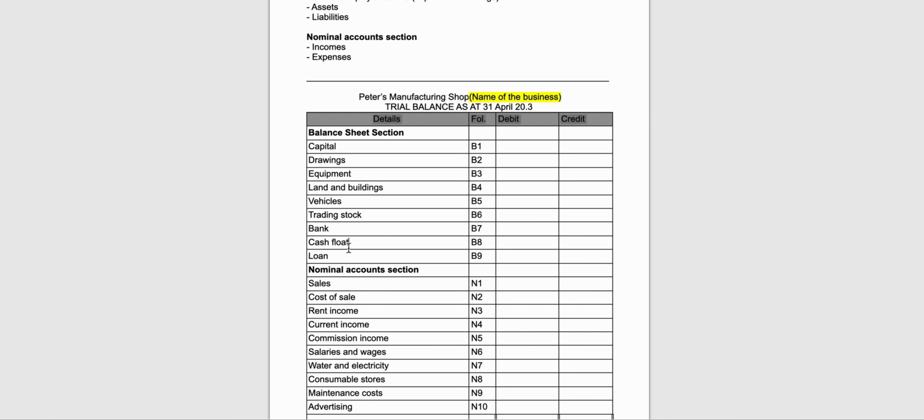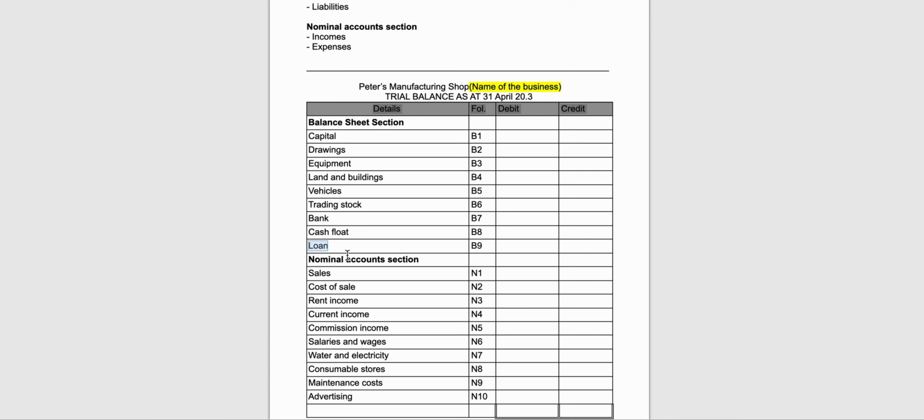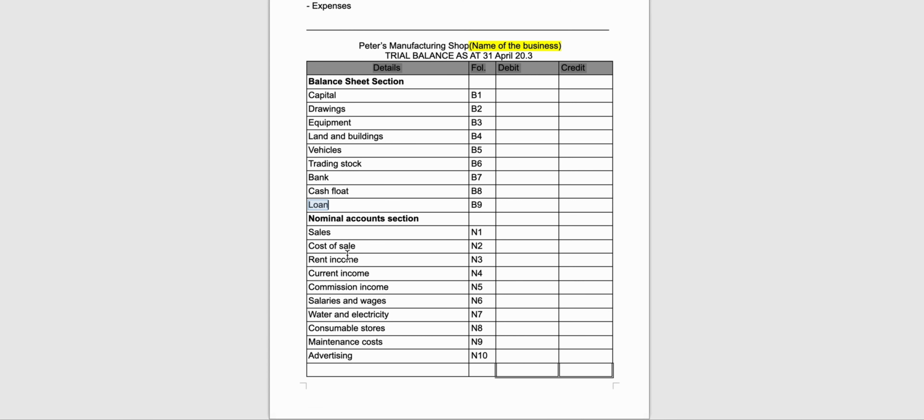Okay, after we list all the assets, we go to liabilities. The liability we have in this example is loan. All right, so we are done with listing the accounts in the balance sheet section. You move on to the nominal account section. I said in the nominal account section, you record your incomes and expenses.